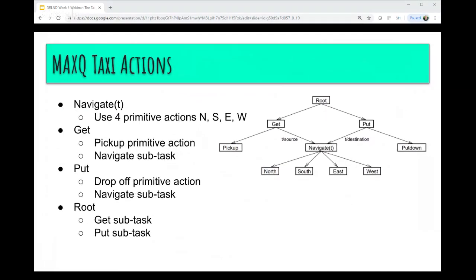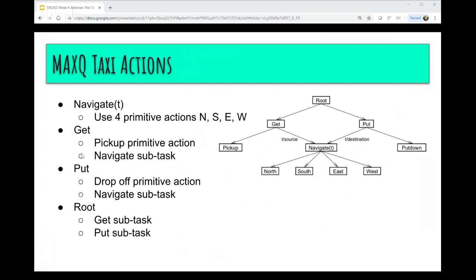So let's talk about the actions. Here we talk about 2 different types of actions. There's primitive actions, and then these high-level actions that were kind of created in the context of this hierarchical representation. The first actions are associated with the navigate task, and there's 4 primitive actions there: move north, south, east, and west. These are the same primitive actions that we saw earlier with the basic taxi cab problem.